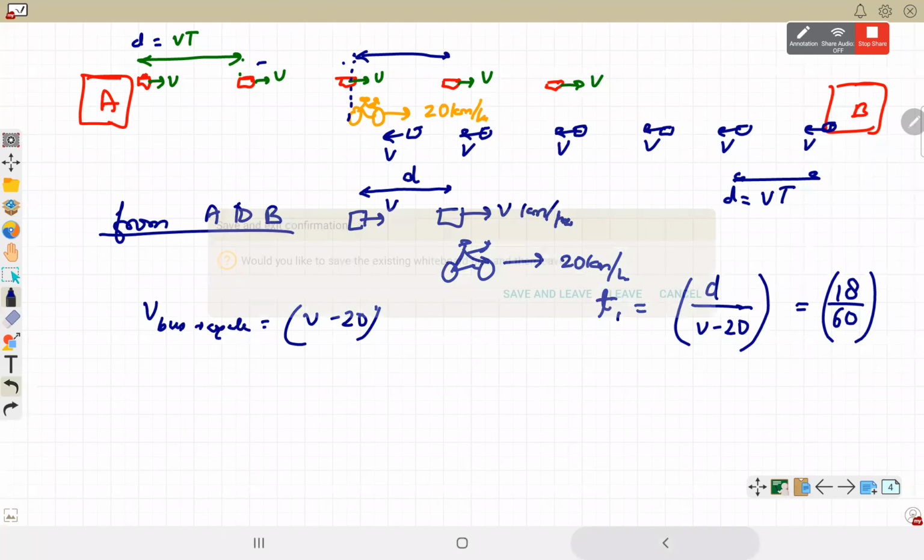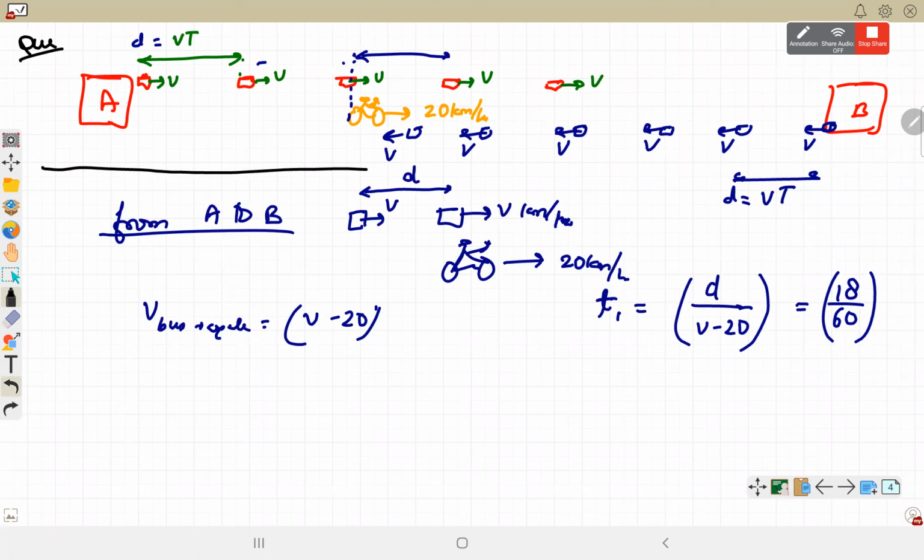Understood this? I'm not writing much in the question because that also you don't have to do in the exam. You have to make a diagram which makes the whole situation clear, and then you will make the equation. The bus going from A to B is in the direction of the cycle, so relative velocity will be subtracted, and it is going in the opposite direction, then opposite to B.